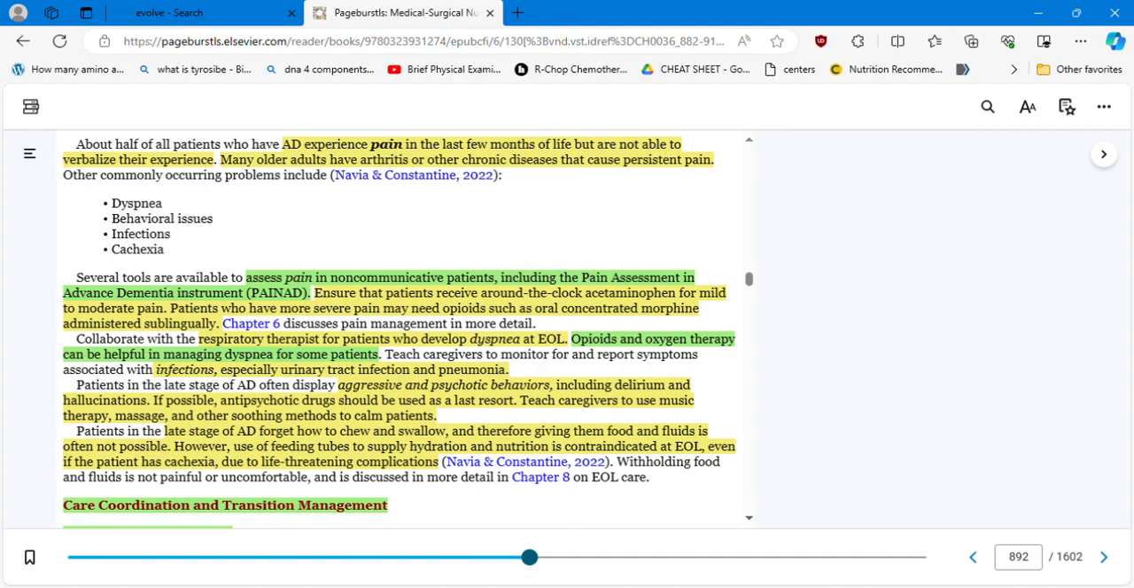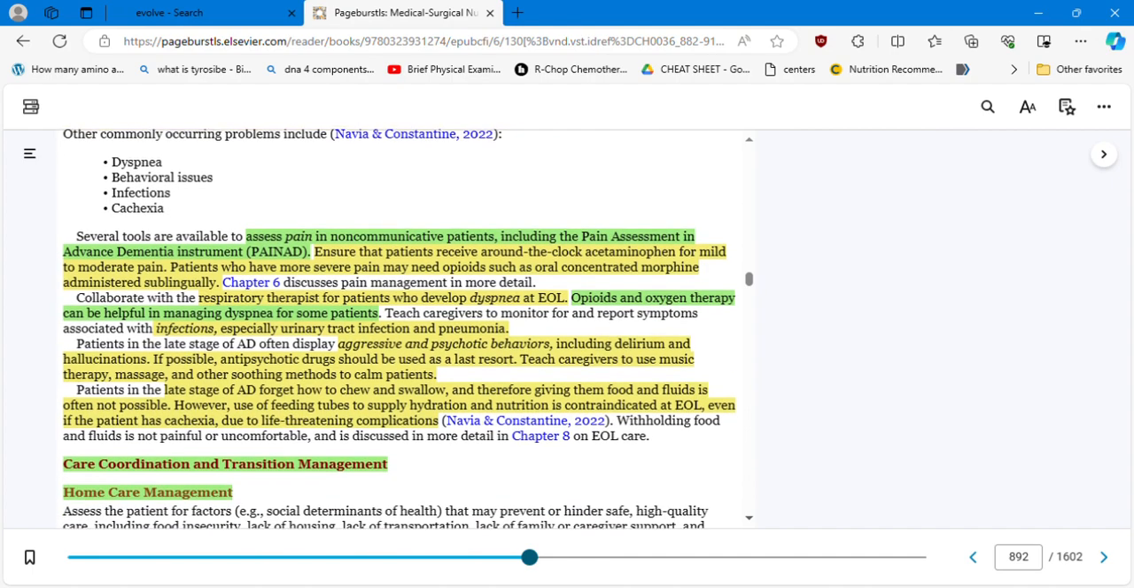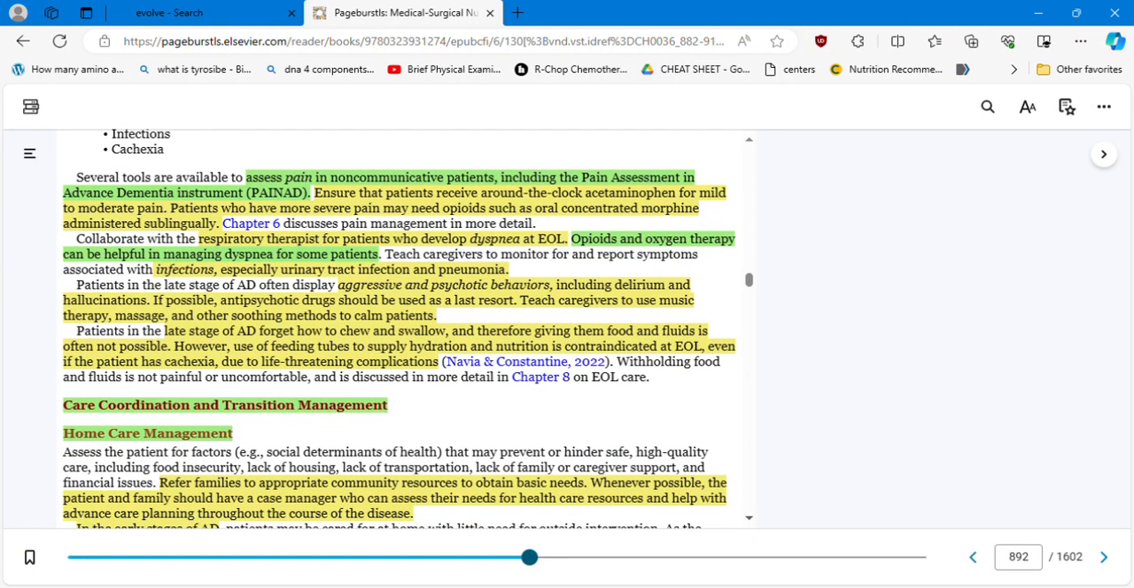We have to monitor dyspnea. Remember your ABCs: airway, breathing, circulation, so dyspnea, behavioral issues, infections, cachexia. Assess pain in non-communicative patients, including the Pain Assessment in Advanced Dementia instrument that they will teach you how to use in your settings. Ensure that patients receive round-the-clock acetaminophen for mild to moderate pain. Patients who have more severe pain may need opioids such as oral concentrated morphine administered sublingually.